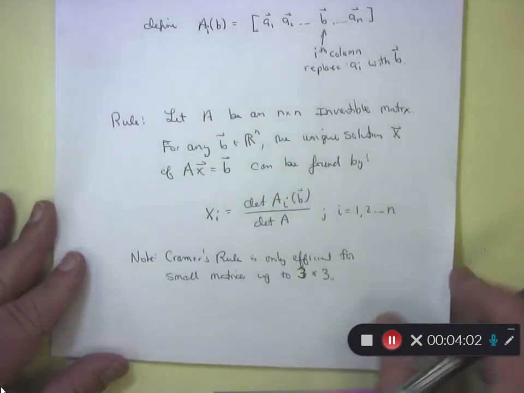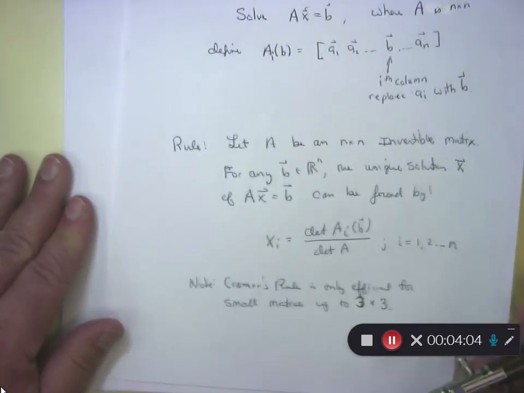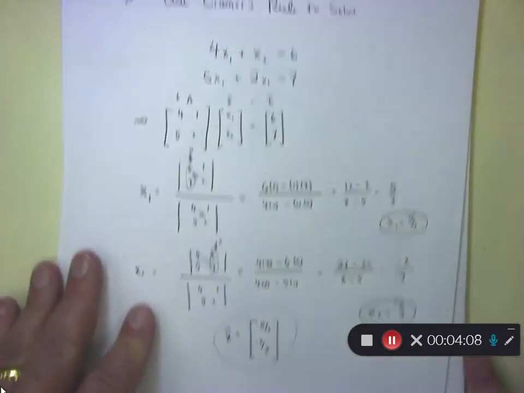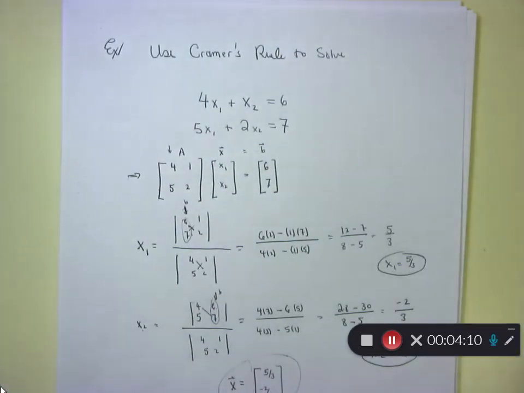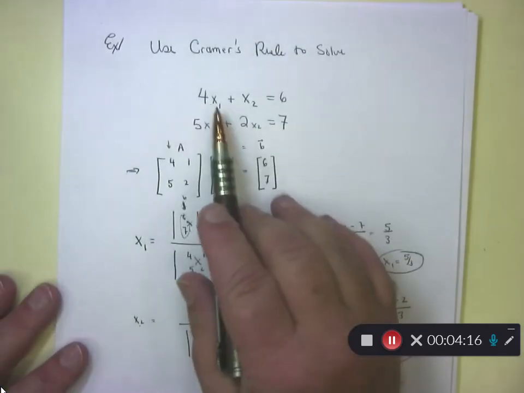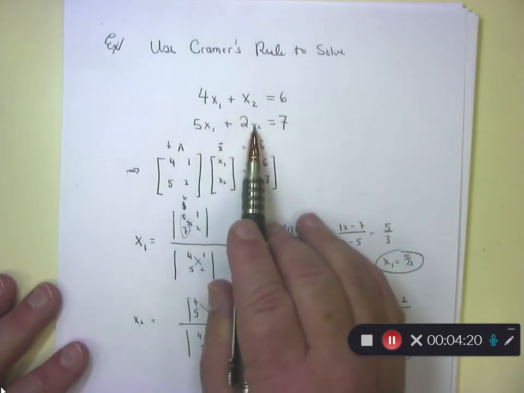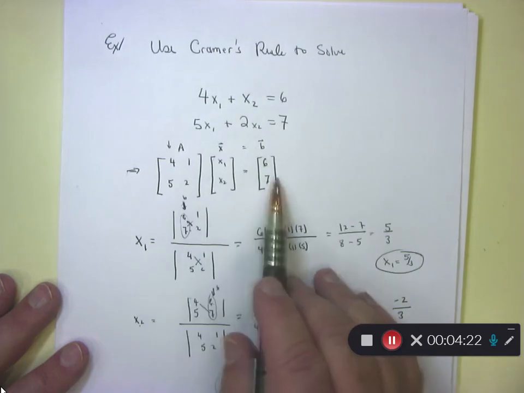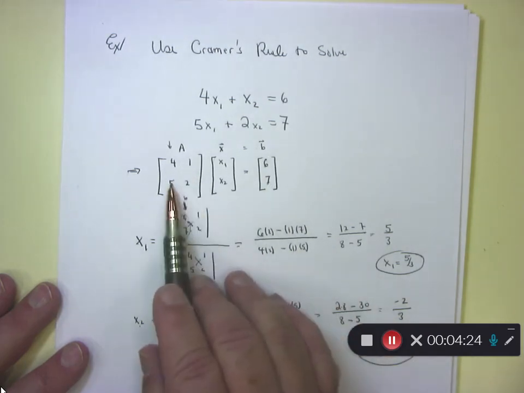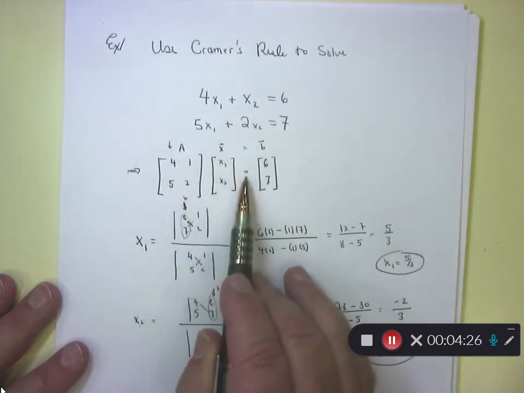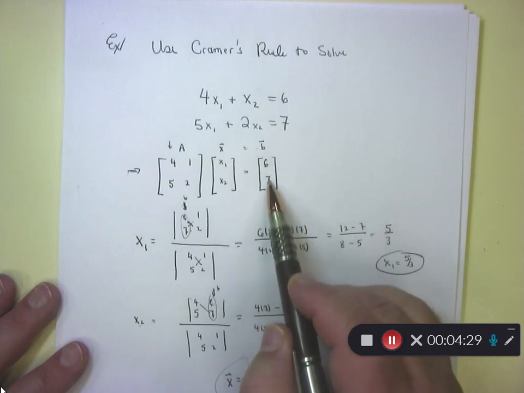So again, just highlighting what we did last time. This is what we started with. I'm just trying to refresh your memory. We did this example to highlight it again, because I've got more examples coming down the road for you. So use Cramer's rule to solve this system. This is what we did last time: 4x1 plus x2 equals 6, and 5x1 plus 2x2 equals 7. So I wrote it as a matrix: 4, 1, 5, 2 times the vector x1, x2 is equal to, there's your B vector, 6, 7.